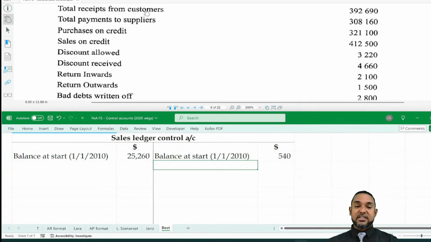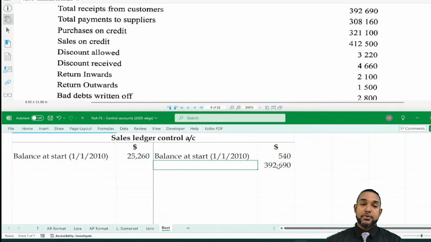So the receipts from customers is the money your customers pay you. So receipt refers to money you receive. Receipts, receive, right? Now in your cash book, which we're not showing here, your cash book will have to go up. So you have to debit the cash book. And this is the corresponding credit to that, all right? So it says how much?